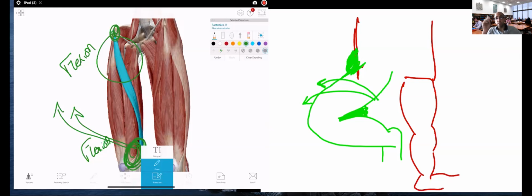Did we already cover the lower leg? Not yet. The leg, we didn't cover the leg yet. All right, we did just cover the muscles that we did complete last time.